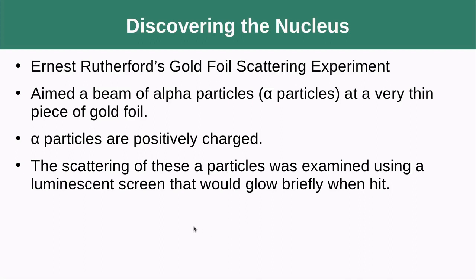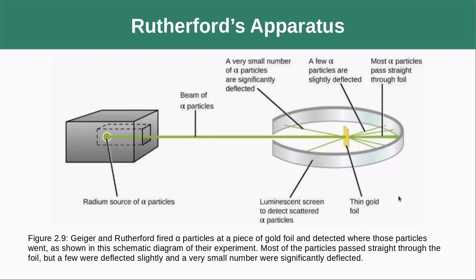The next experiment was by Ernest Rutherford, where he was focusing a beam of alpha particles, which are 2 protons and 2 neutrons together, at a piece of gold foil. He actually didn't know what alpha particles were made of, but he was going to shoot them at this gold foil. He did know that the alpha particles were positively charged. And then he started to look at the scattering. Where did these alpha particles go after they hit the gold foil? So let's take a look at his experiment here.